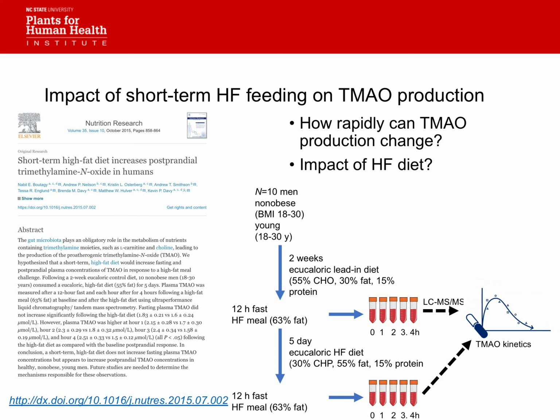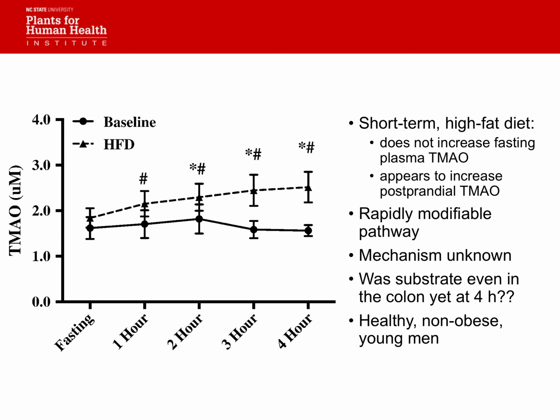Then we said, okay, we're going to give them a high-fat diet. So we switched their diet from 55% carbohydrates to 55% fat for just 5 days, okay? It's not a month, not 2 months, okay? And then we did that high-fat meal again, and from there we collected samples and looked at kinetics of trimethylamine production, TMAO production.